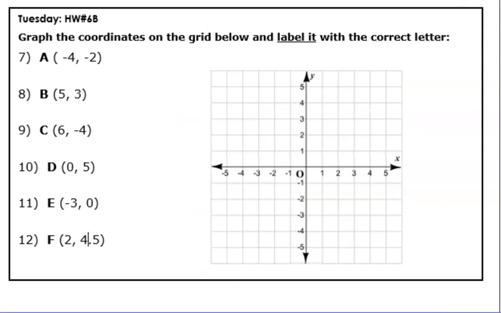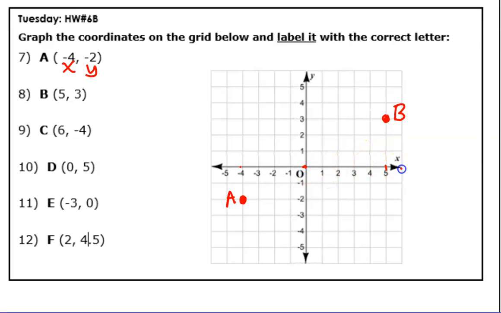The second section is, again, you're going to be graphing coordinates and labeling it with the appropriate letter. So I'm going to move -4 on the x-axis and then -2 on the y-axis. So -4, -2 would be here. Label it with an A. Go back to the origin. 5 on the x-axis, +3 on the y-axis. That would be B. Back to the origin.